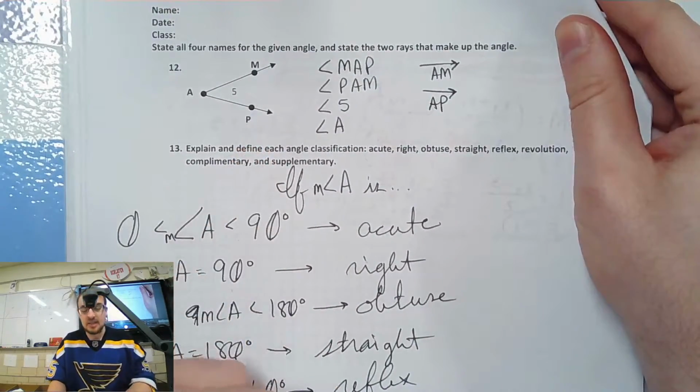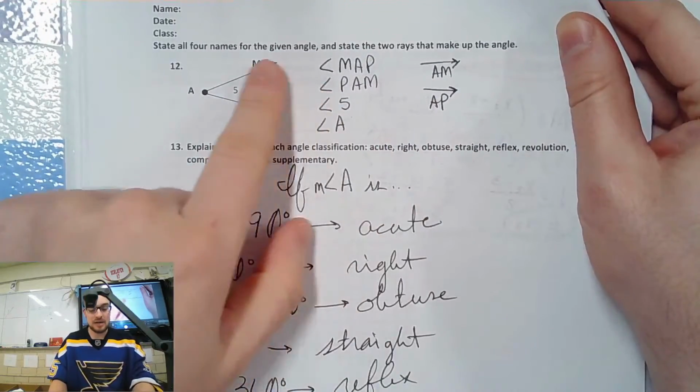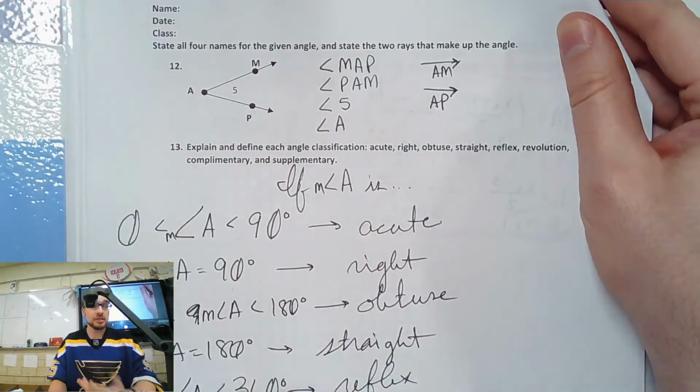Next. Name the angle. You love this one. Guess what? Probably not going to include this on the final. Will you need to know how to identify an angle? Yeah, because you're going to do that all the time. So let's go over it.